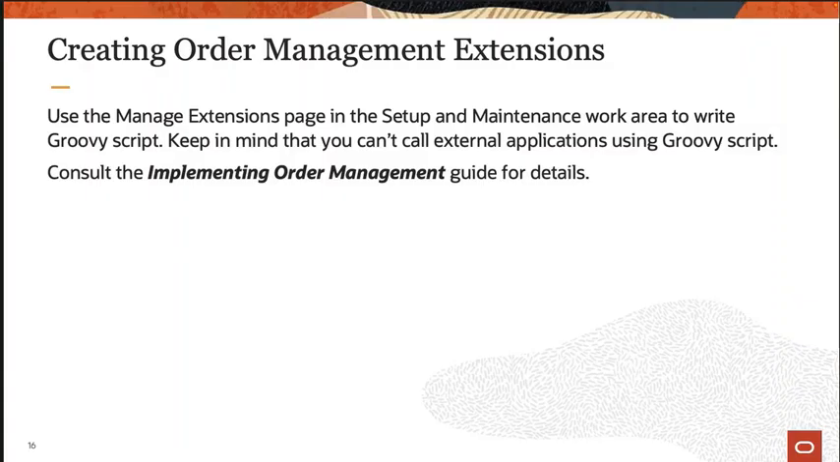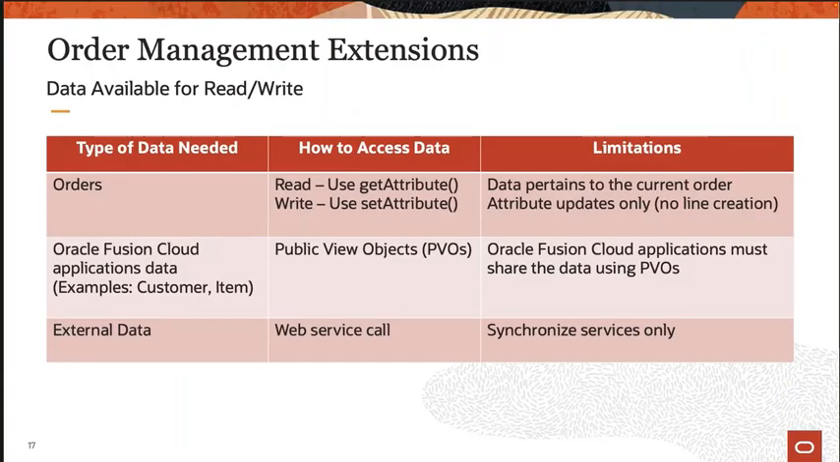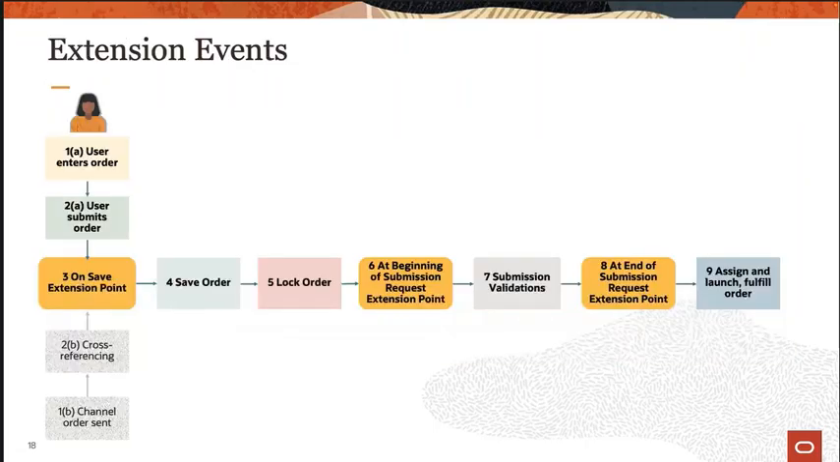This table summarizes the order management extensions data that is available for read and write. It includes order data pertaining to the current order, Oracle Fusion Cloud application data such as customers or items, and external data available from a web service call. Take a look at extension points 3, 6, and 8 in the flow. These represent specific events that trigger your custom extensions.